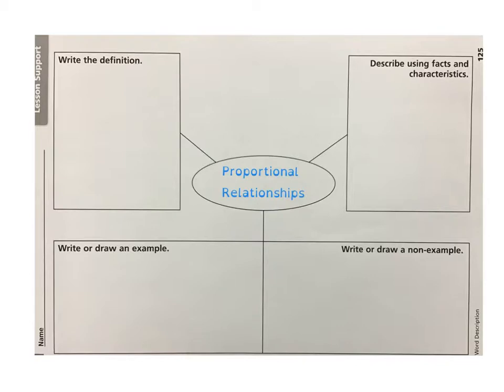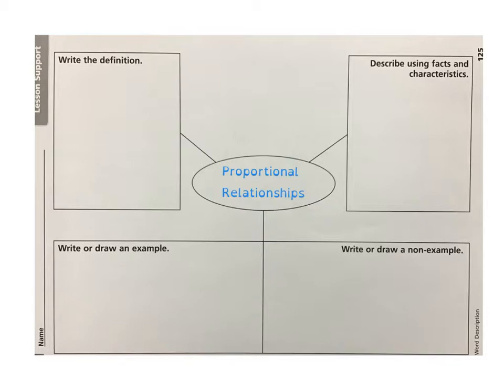Now that your group's had a chance to brainstorm some ideas about what a proportional relationship looks like, you're each going to complete a vocabulary word web for what proportional relationships are. So you're each going to get one of these, and up on the top, in the first box, you're going to write the definition of the word, and yes, you are allowed and encouraged to use your textbook to help you.